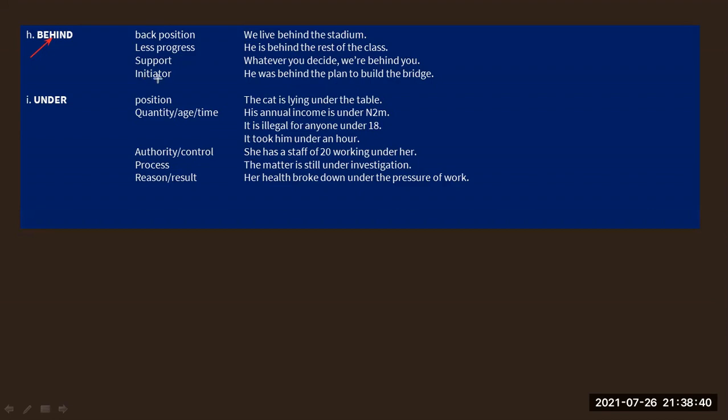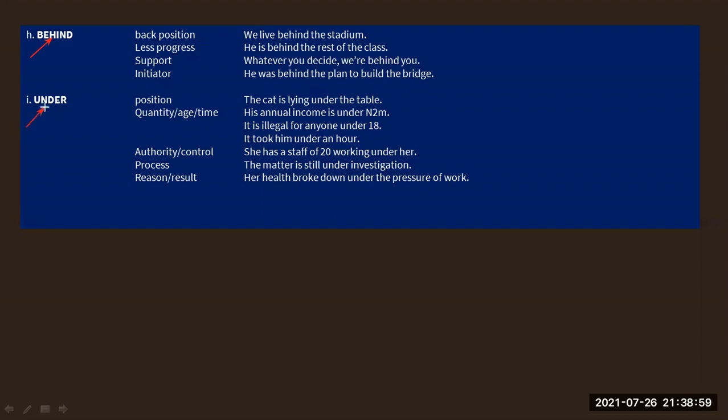Then to indicate the initiator of something: he was behind the plan to build the bridge. It means he initiated the project. He is the initiator. He was behind the plan to build the bridge.